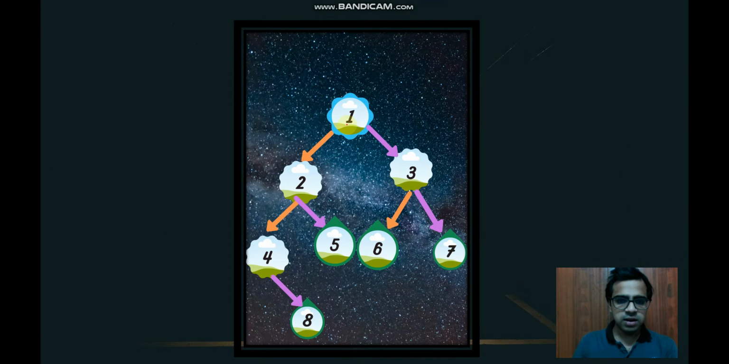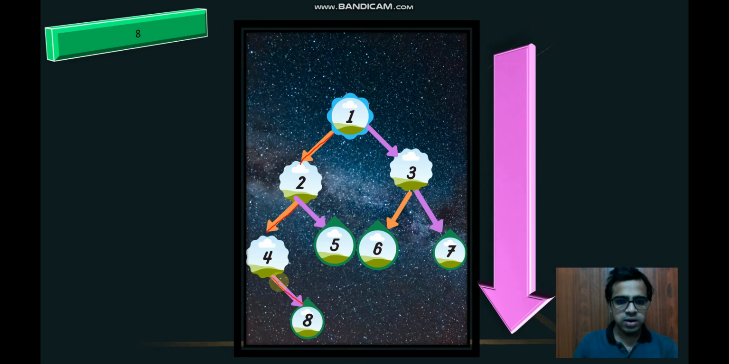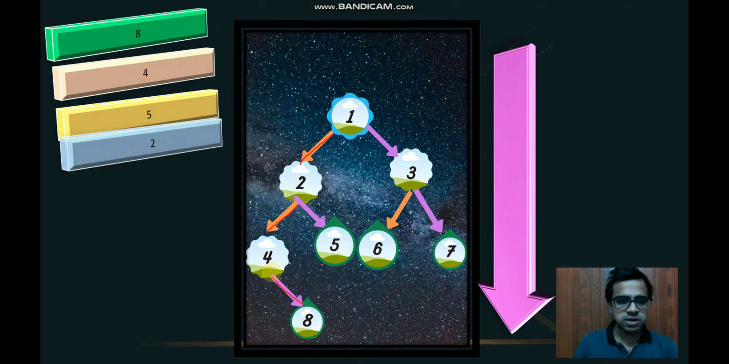We start with 1 and we see 1 is connected to 2. Again, it's not the only order, it can go to the right side as well, but let's keep left. 1 is connected to 2, 2 is connected to 4, and 4 is also connected to 8. So we print 8 first. Once 8 is done, we see if 4 is connected to anything else. It's not, so we print 4. Similarly, we go and print the other nodes as well.